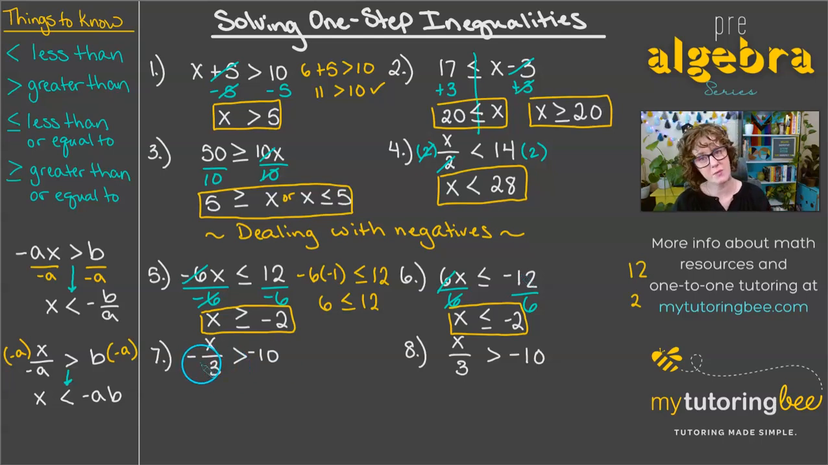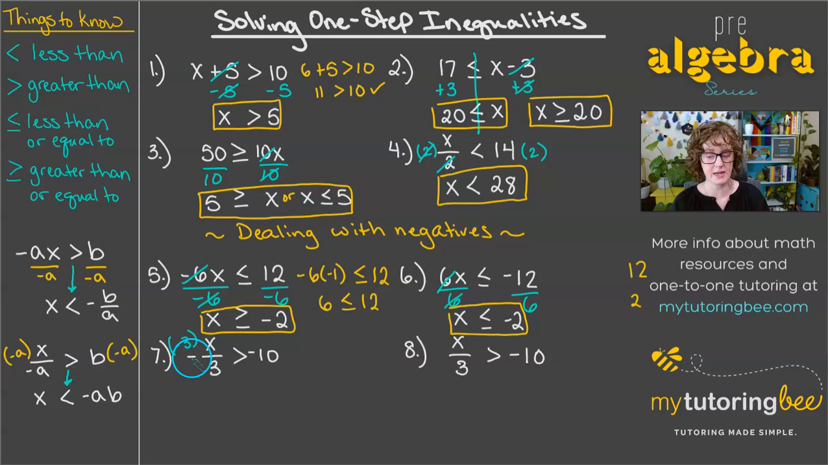All right, same thing with multiplication. For number 7, we're going to have to multiply because x is being divided by 3. So not only is x being divided by 3, but this fraction is negative. So we're actually going to take care of two things at once here by multiplying by a negative 3.